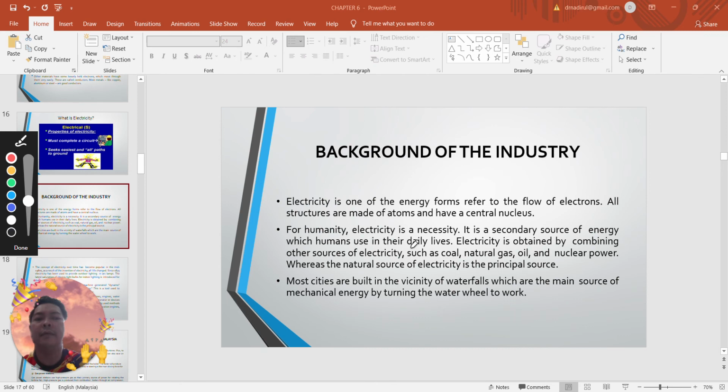It is a secondary source of energy which humans use in their daily life. Electricity can be obtained from a lot of sources, for example by converting other sources such as coal, natural gas, oil, and also nuclear power. Whereas natural sources are the principal source. Most cities are built in the vicinity of waterfalls, which are the main source of mechanical energy by turning the water wheel to work.